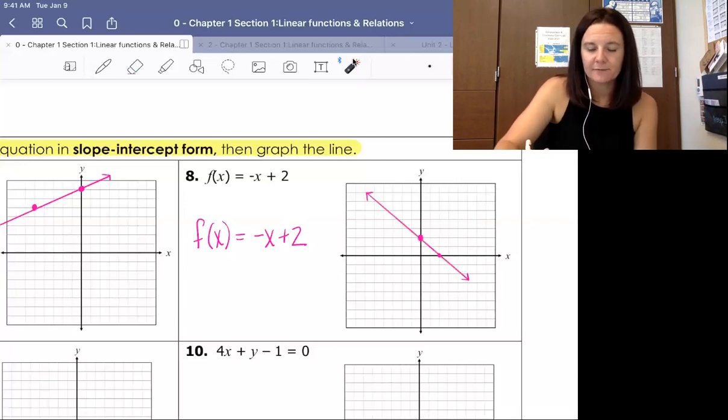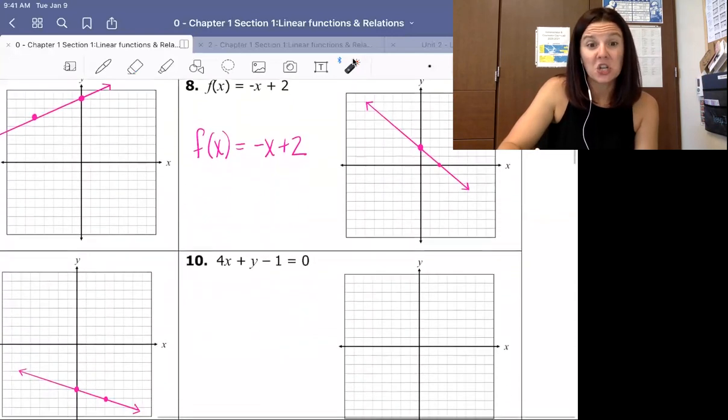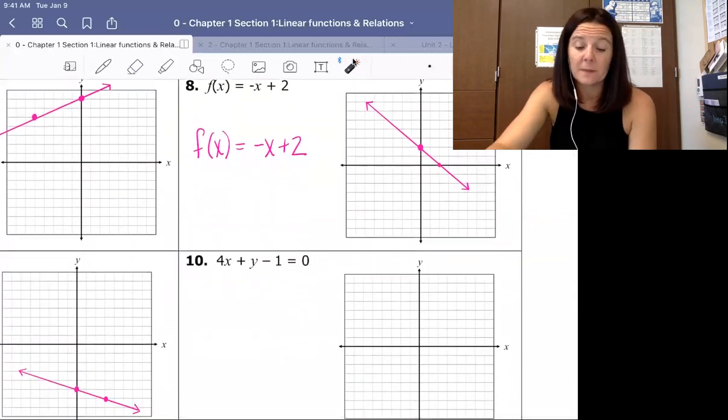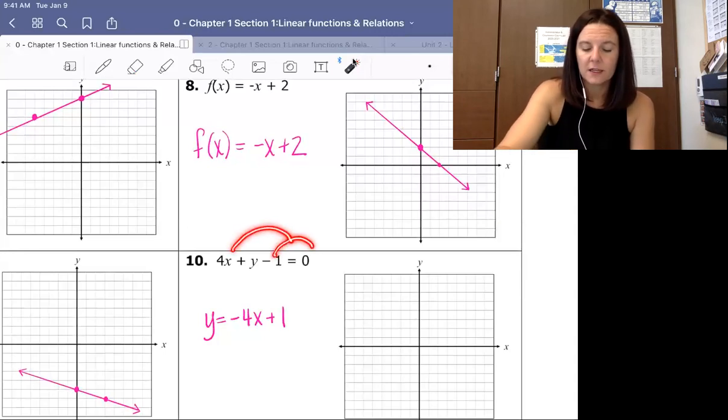Draw the line. Number 10, we have an equation not already in slope-intercept form. So you have to put it in correct form, which is y equals negative 4x plus 1. So you move the 4x and the 1 to the other side. And then plot your intercept, find your next point using your slope, and connect the dots. So far, so good. Hopefully you're feeling comfortable with all of this.